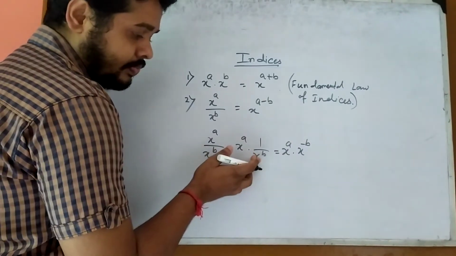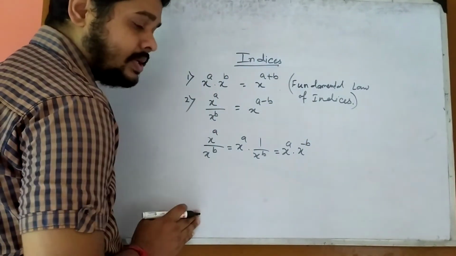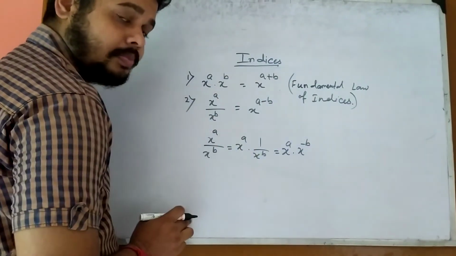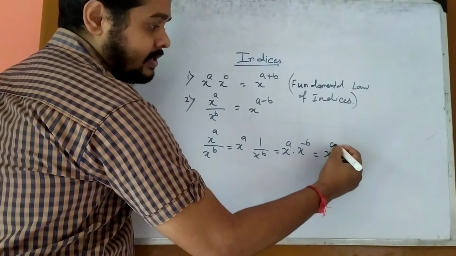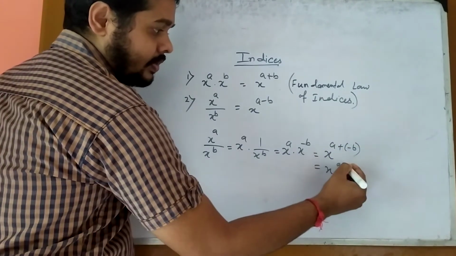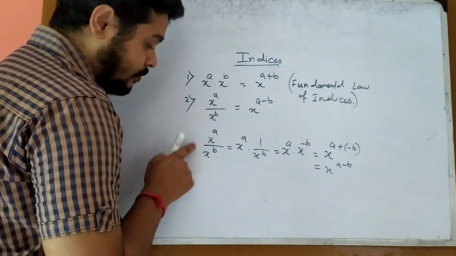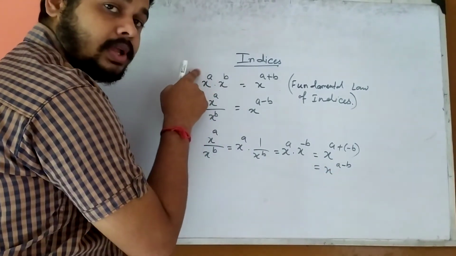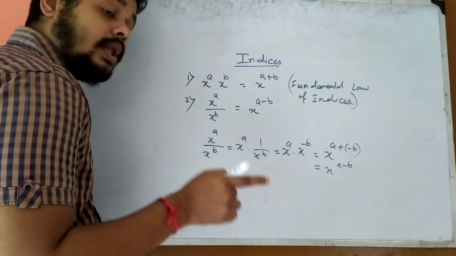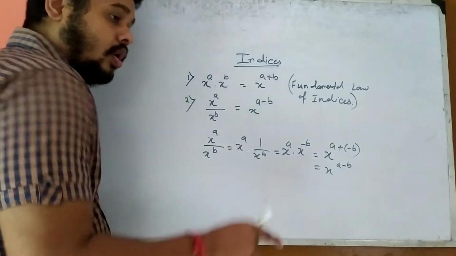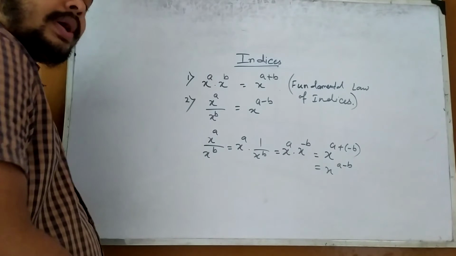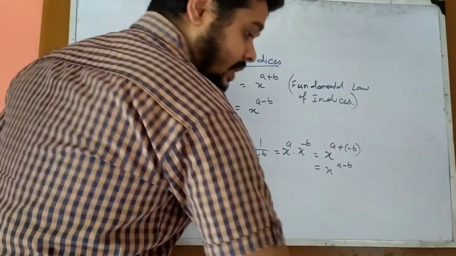When the base is in the numerator, that time the component is in positive form, and when it is in the denominator it is in negative form, you know that. So adding these two, we are getting that formula. So we are proving this formula using the first formula. In the same way we can find all the formulas or laws of indices using that first law. That's why it is called the fundamental law of indices.